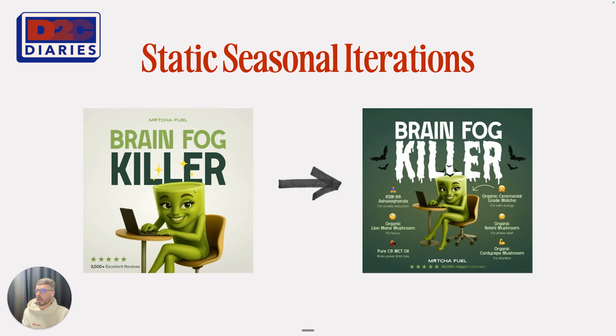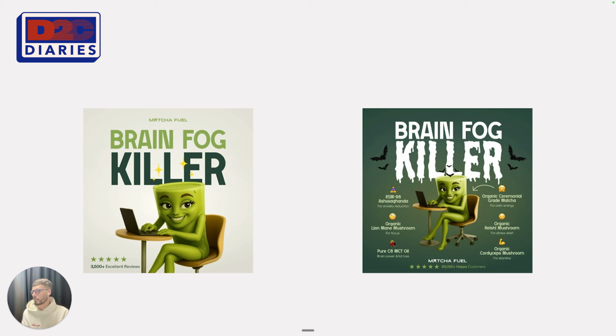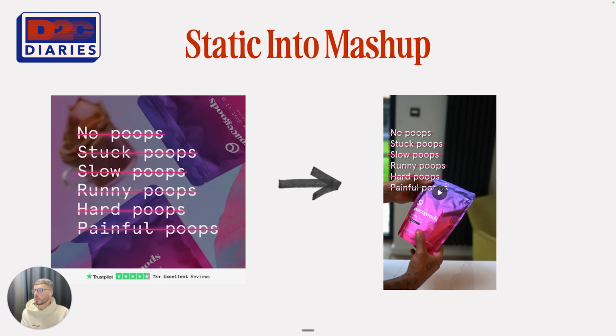And this is another one that we did that was more seasonal based. This is a great example because we're ticking a lot of boxes with this one. We're changing the format, which is the biggest swing change we can make to create that differentiation. We've gone from a static, we've taken the text on the static and we've applied it to a mashup here, which again has worked really well.